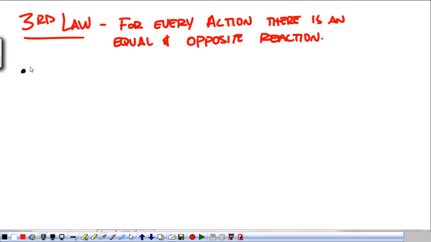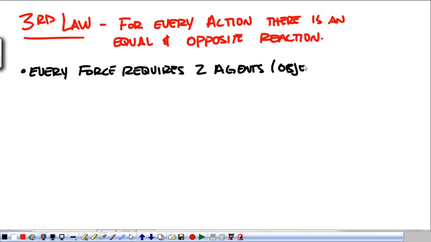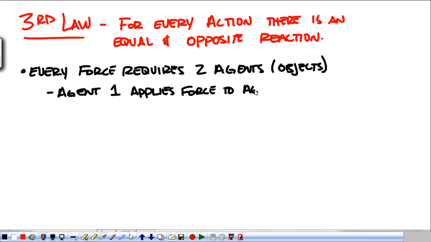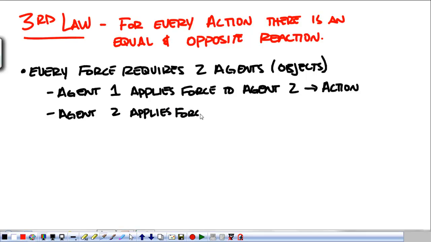So, every force requires two agents or objects. Objects is an easier way to say it. So, the way it works, agent 1 applies force to agent 2. This would be the action. The reaction is agent 2 applies force to agent 1. Object 1 pushes on object 2. Object 2 pushes back in that moment.